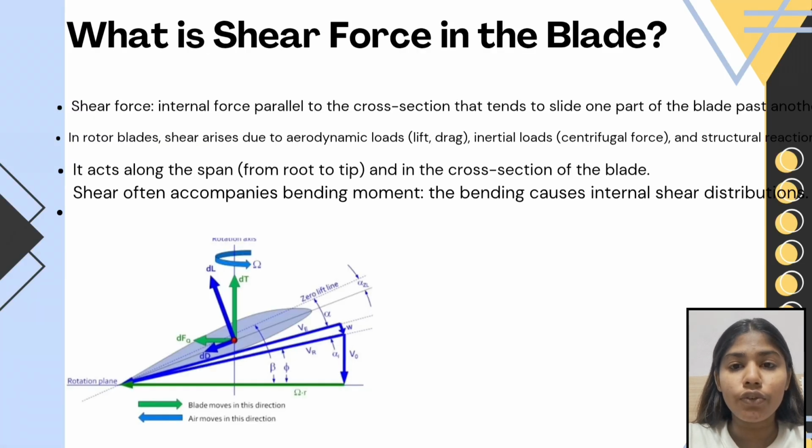So what is shear force in the blade? Shear force is the internal force parallel to the cross section that tends to slide one part of the blade past another. In a rotor blade, shear arises due to aerodynamic loads, lift, drag, internal loads, centrifugal force and structural reactions. It acts along the span from the root to tip and across the cross section of the blade.